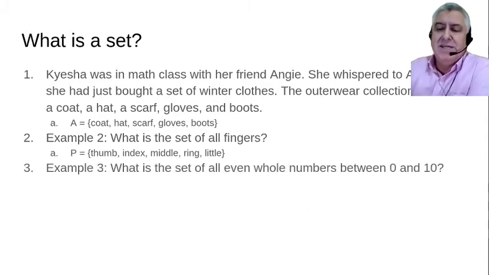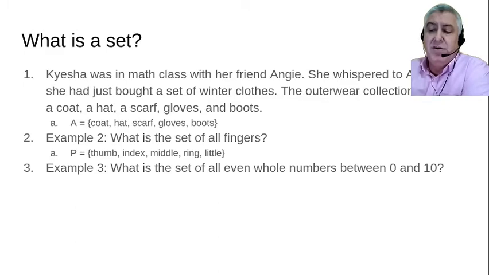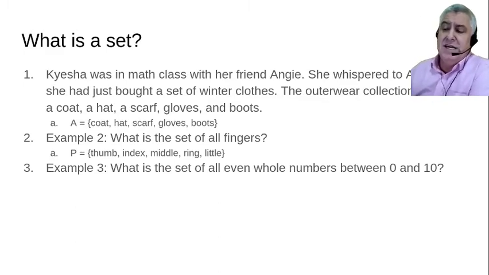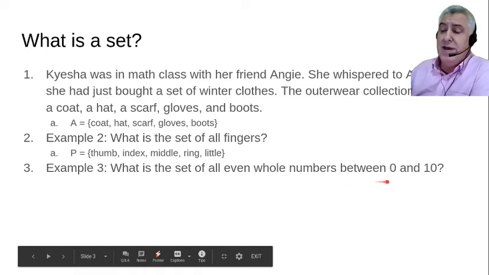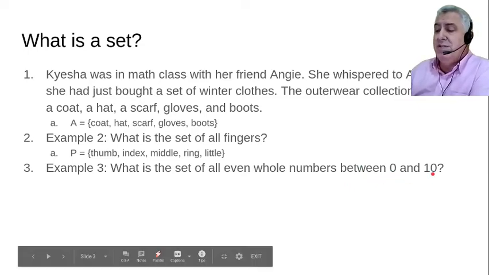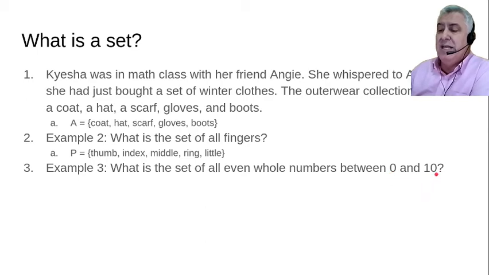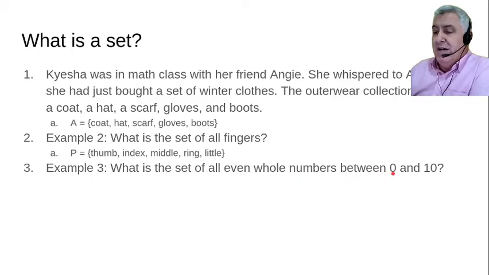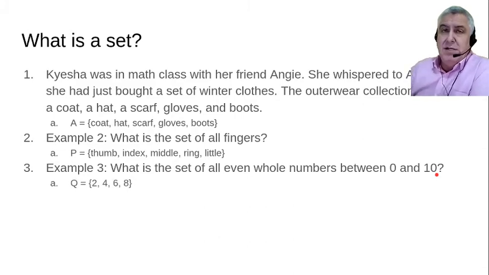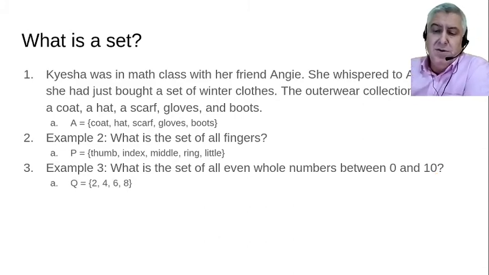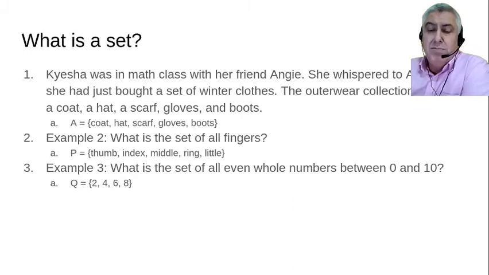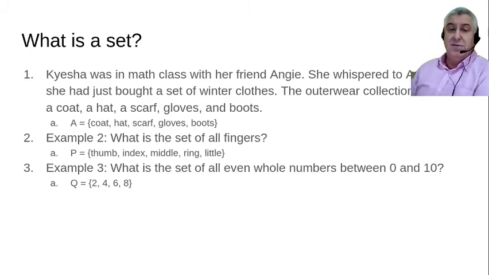In my example 3, what is the set of all even whole numbers between 0 and 10? This is a little more complicated, a little more mathy. It says between 0 and 10, so that means it can't be 0 and it can't be 10, and it must be even whole numbers. Whole numbers start at 0. So we're going to have not 0, but 2, 4, 6, 8, and not 10. So when we write that out, I'm going to write Q is equal to 2, 4, 6, 8, put some braces around them, and make sure the Q is a capital.